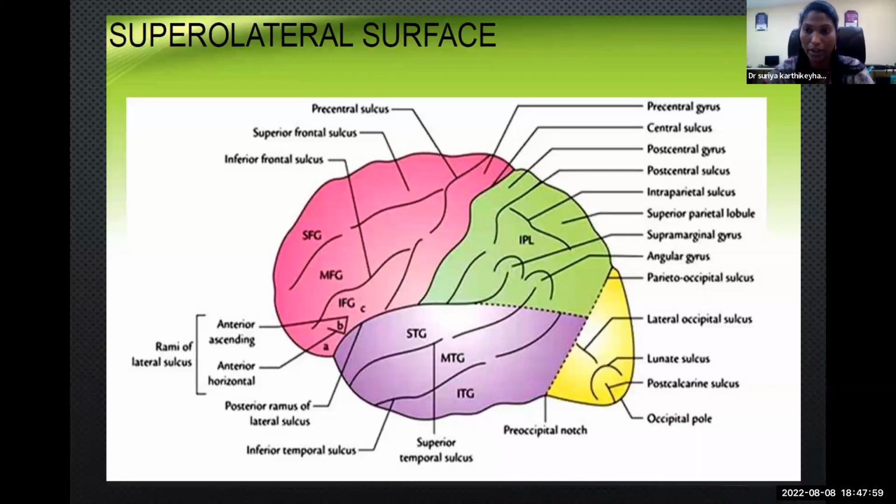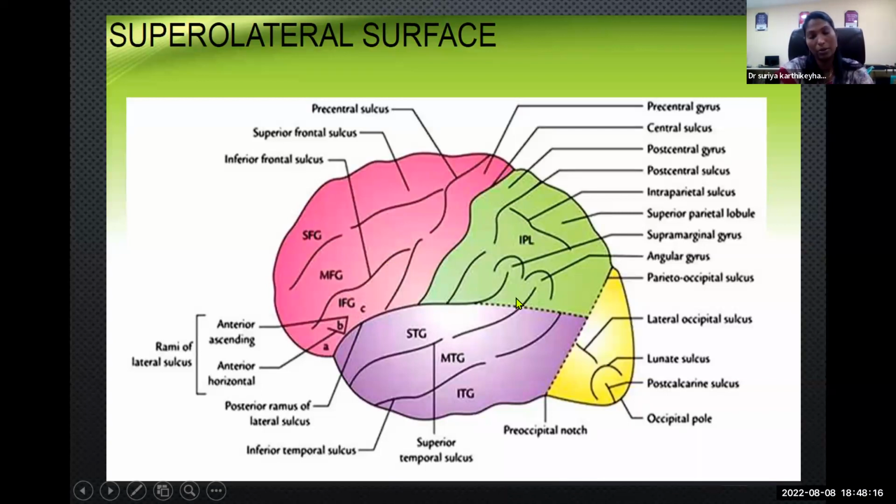I cannot reciprocate. Even if I am understanding all those things, I cannot reciprocate. That disturbance and all will be happening. So these areas have importance for motor activity and language control, and it is controlled mainly by the frontal lobe.